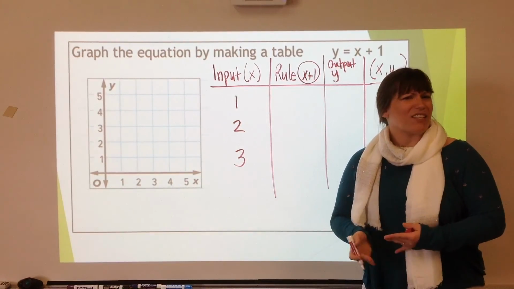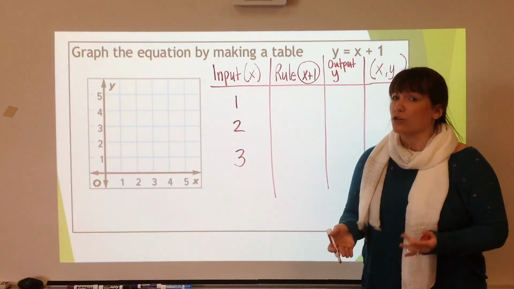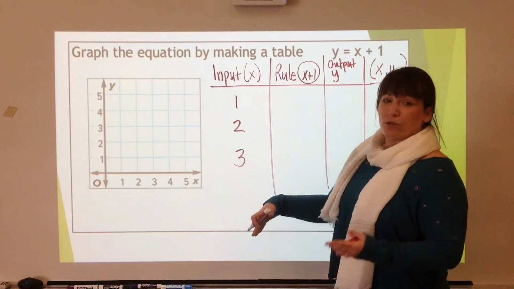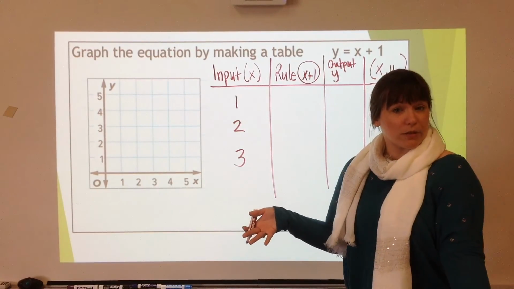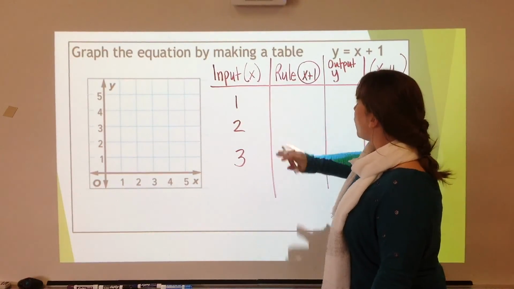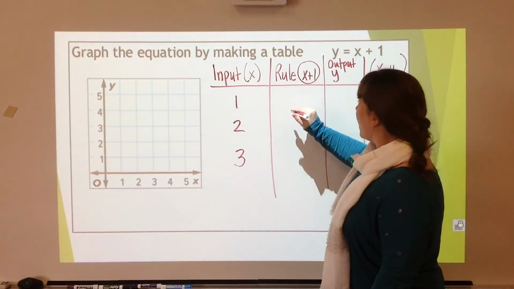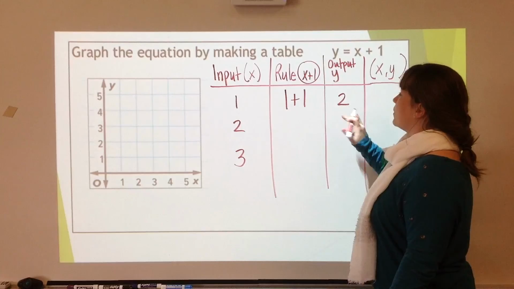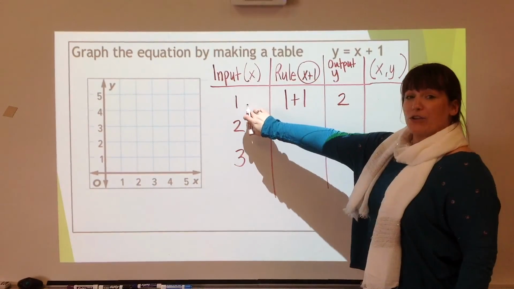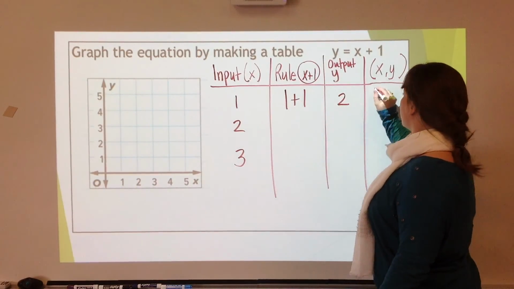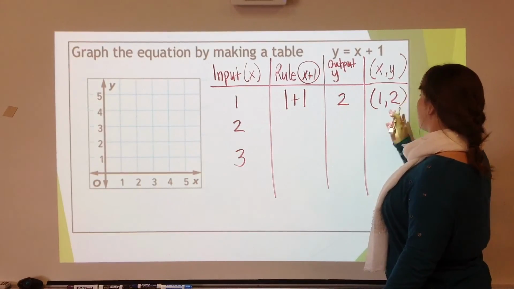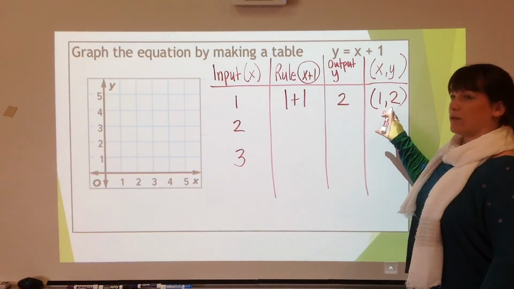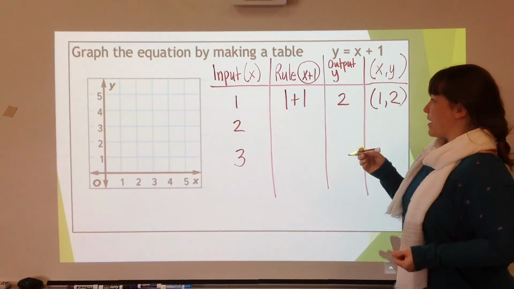It's a good idea to have at least 3 points if you can, 2 minimally to make a line from, but I'm going to do 1, 2, and 3. You could start with 0 as well, that's an option. Let's do 1. In the middle, we're going to pluck and plop, just like we did before, and then you get your y output. Now you're going to take your 1 and your 2 and you're going to list them as an ordered pair. So all I did is I took the 1 and the 2 and stuck them together in an ordered pair.